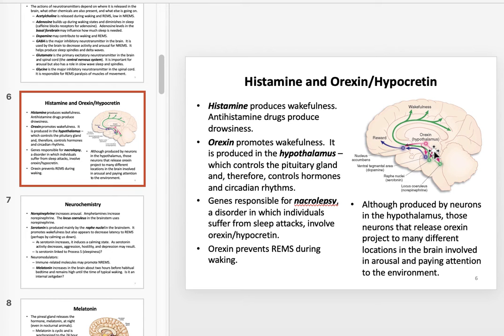So the hypothalamus, which mostly controls hormones through the pituitary gland, will also have neurons that project throughout the rest of the brain. And those neurons help in us paying attention to our environment. They help in us keeping awake and alert. And they may also help in us paying attention to reward things in our environment. Is there food? Is there a pretty girl or a pretty boy? Are there pretty flowers? These are things we want to pay attention to.